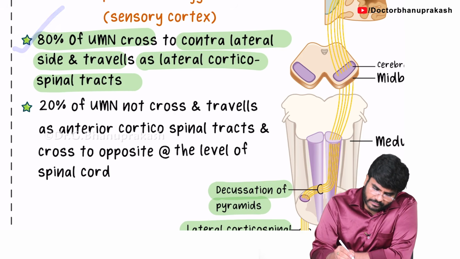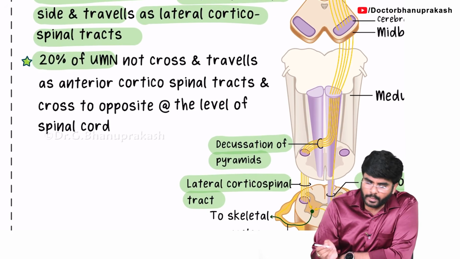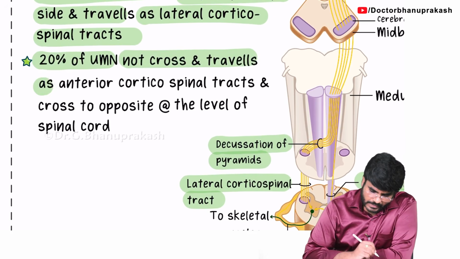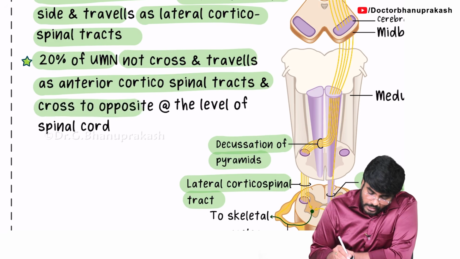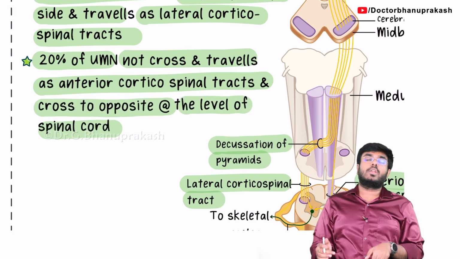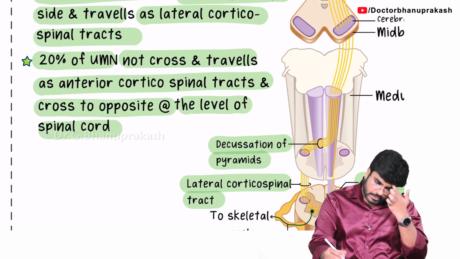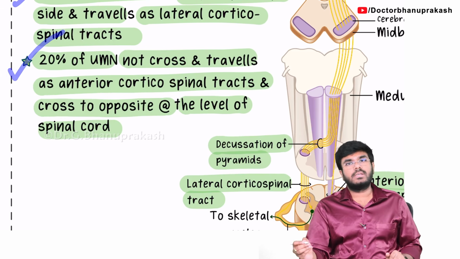Next, the remaining 20% of the upper motor neurons do not cross in the medulla and travel as anterior corticospinal tracts, and they also cross to the opposite side at the level of the spinal cord. So they are also crossing, but in the spinal cord. Yes, these two statements are true.